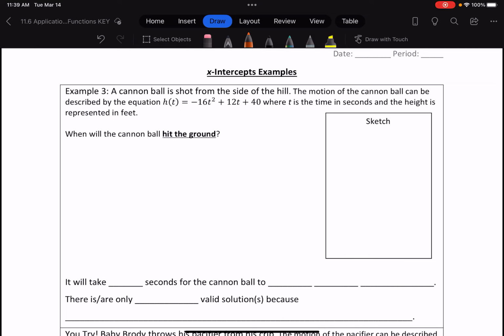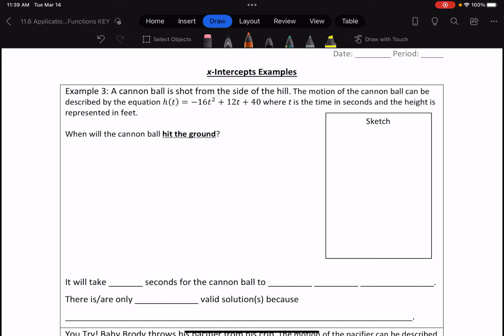Hey guys, we're still looking at 11.6, our applications with quadratic functions, but now we're going to talk about x-intercepts. So remember, x-intercepts are our solutions, but we've got to be careful here because our x-intercepts are going to represent time. And guys, time cannot be negative. I cannot go back in time. We're not time travelers. So we may wind up with some negative solutions, and these are not going to be valid solutions. So we're looking for only valid solutions here.